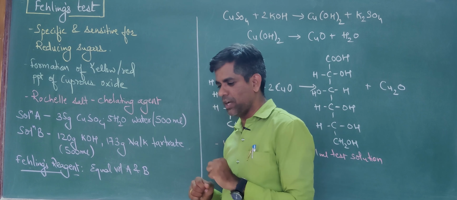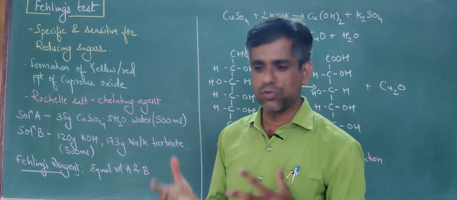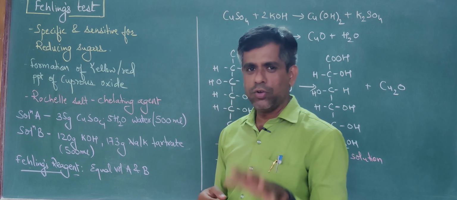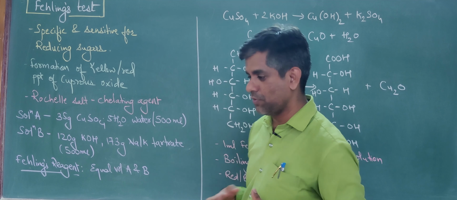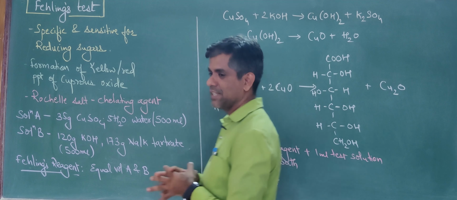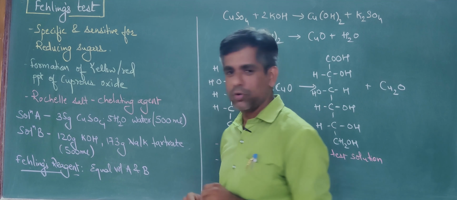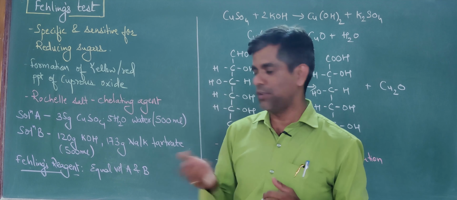In our earlier video, I had asked you which disaccharides are reducing and which are non-reducing. I'll give you a hint: sucrose, the table sugar which we have, is a non-reducing disaccharide, and maltose is a reducing disaccharide. Yes, so I hope you did not watch this video before that video.